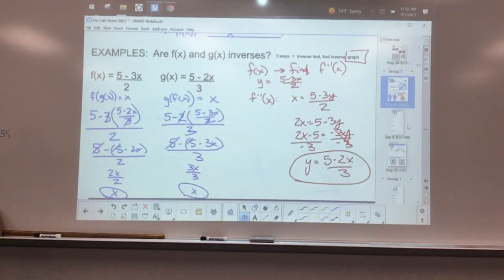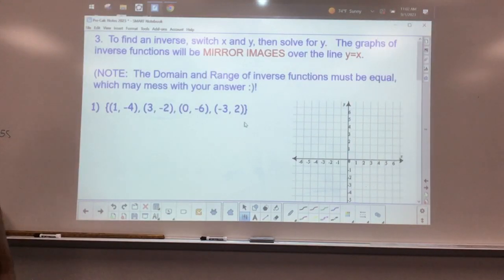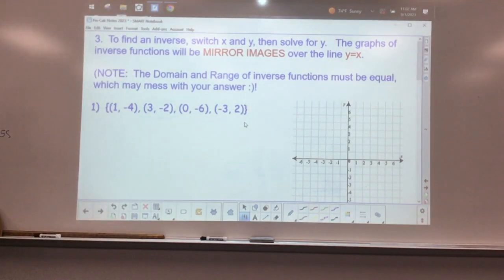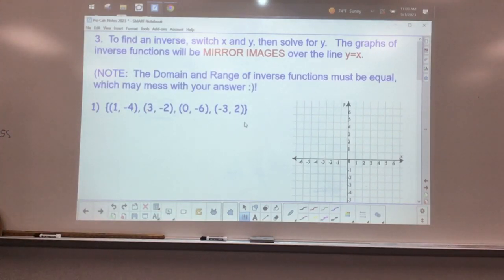So we'll turn the page, and we're going to go through some inverses right here. And there's my switch x and y. I even say it on this page. To find an inverse, switch x and y, then solve for y. The graphs of inverse functions will be mirror images over the line y equals x. Just a note, we're going to have to mess with the domain and range.